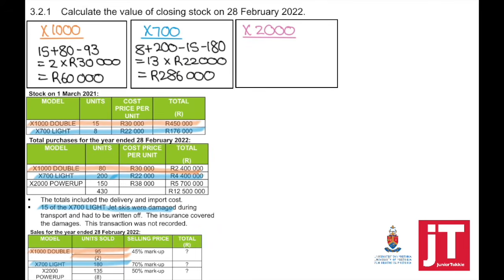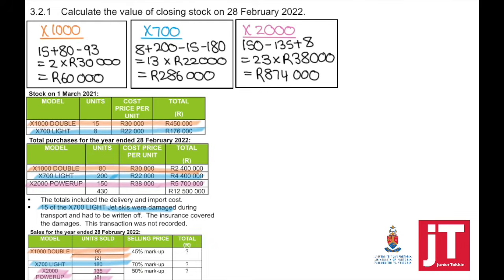If we look at X2000, there was no opening stock, 150 minus 138, but 8 units were returned. So we actually only sold 127. That equals 23, which is left over. What do we need to times it with?